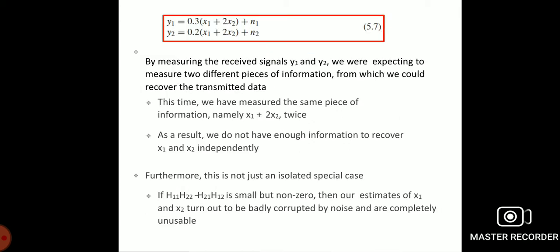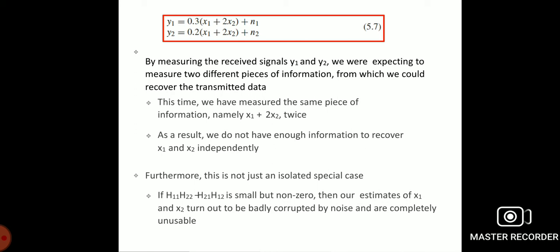We can also move to another case. By measuring the received signals y1 and y2, we were expecting the measurements to give different pieces of information from which we would recover the transmitted data. This time we measure the same piece of information, namely x1 plus 2x2, twice. As a result, we do not yet have the information to recover x1 and x2 independently. Furthermore, this is not just an isolated special case.